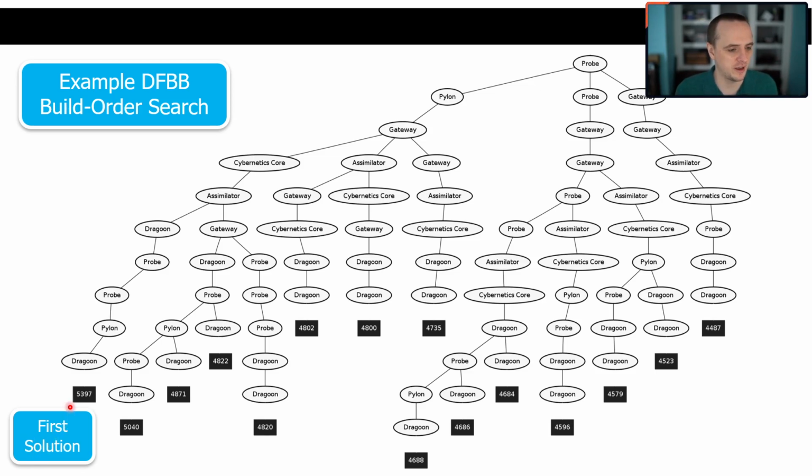If I find a solution, for example, one possible build order is probe, pylon, gateway, cybernetics core, assimilator, dragoon, probe, pylon, dragoon. By the way, this is a build order to get to 2 dragoons. That took 5,397 frames. That is a new upper bound on the amount of time it takes you to get to 2 dragoons. So any solution in the rest of my search that goes longer than 5,397 frames will be a worse solution.